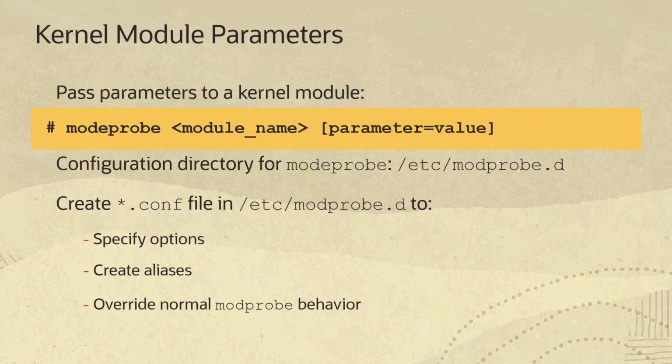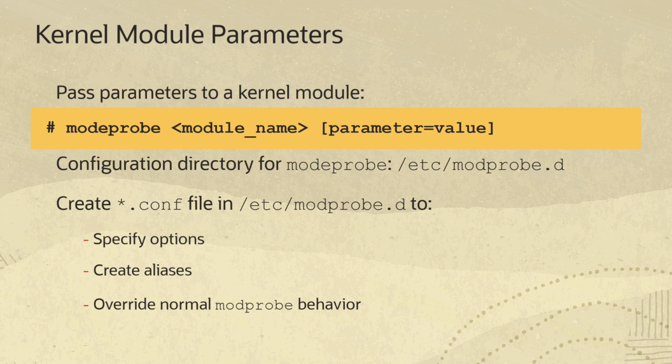Just as the kernel can accept boot time parameters to modify the behavior of the kernel, kernel modules can also accept parameters to modify their behavior. The syntax for passing parameters to a kernel module with modprobe is the modprobe command, then the module name, followed by the parameter equal value pair. Multiple parameter value pairs can be passed by separating the pairs with spaces. Ensure that the module is not previously loaded, because modprobe does not reload the module.